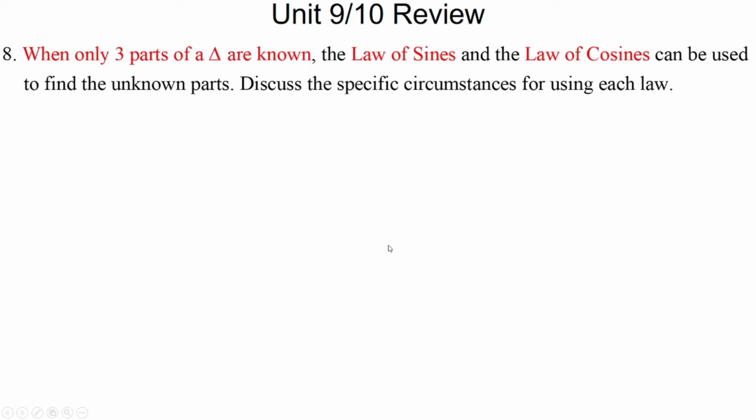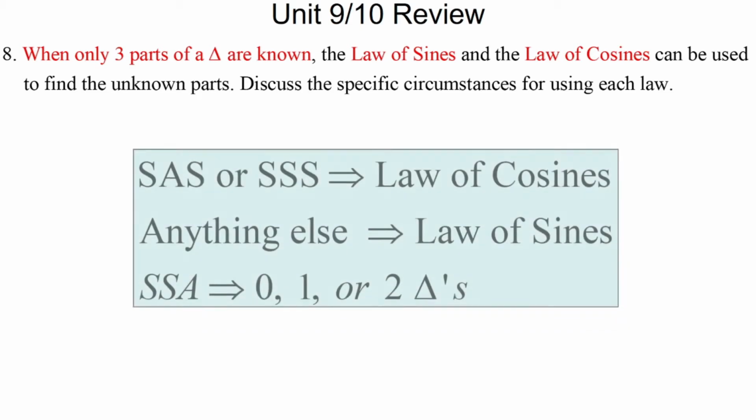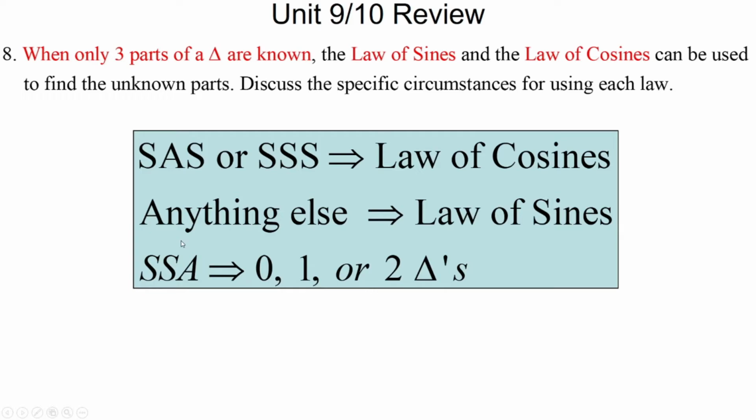All right, number 8. Here's your general rule that I've been verbalizing almost every day. When only 3 parts of a triangle are known, the law of sines and the law of cosines can be used to find the unknown parts. Discuss the specific circumstances for using each law. And here it is in a nutshell. And I give you a piece of paper with more detail, but keep it simple. Essentially, if you have 2 angles or side-side angle, you're going to use law of sines. So, let me see.